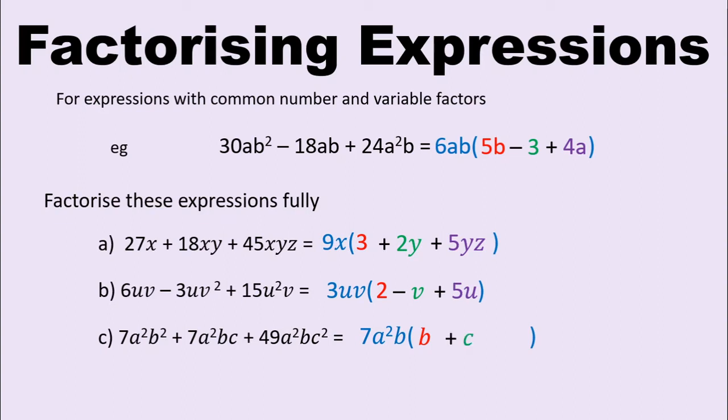And finally, our last term, 49a squared bc squared. Number by number, 49 divided by 7 is 7. a squared divided by a squared will cancel, would be 1. b divided by b would be 1, canceling out. And finally, c squared has no c variable to divide by, so that would simply be 7c squared. Positive 7c squared because it was a positive term divided by positive 7a squared b.